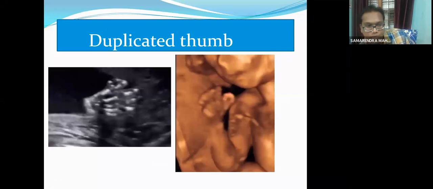Now coming to the group of polydactyly with some kind of soft tissue fusion, that is the duplicated thumb. The thumb is looking broad. There is a soft tissue mass, and also the bony component is present inside. This is called a duplicated thumb.